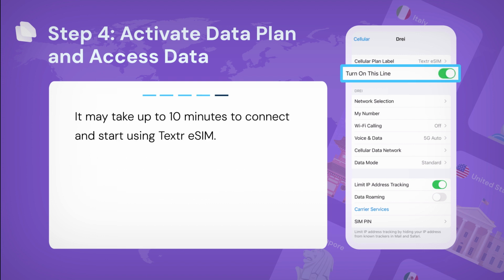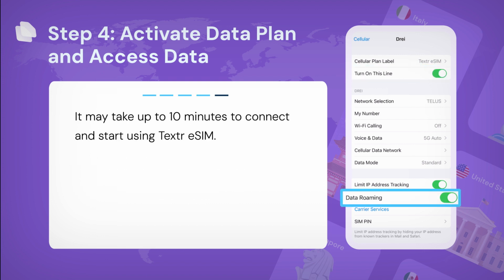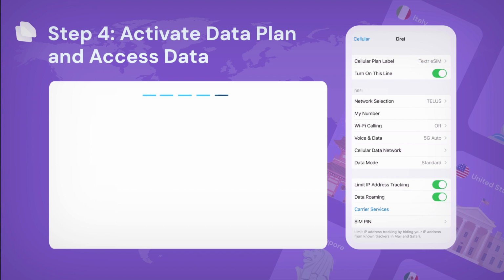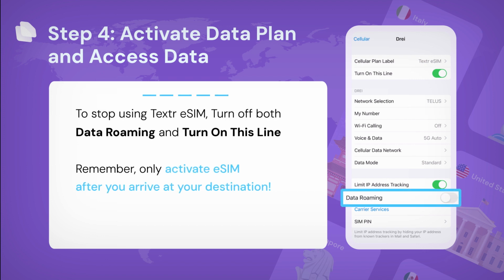It may take up to 10 minutes to connect and start using Textr eSIM. To stop using Textr eSIM, turn off data roaming and turn off this line. Remember, only activate eSIM after you arrive at your destination.